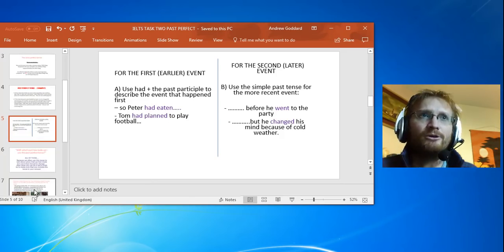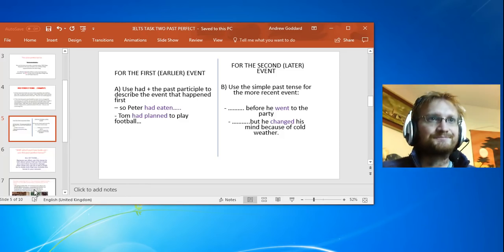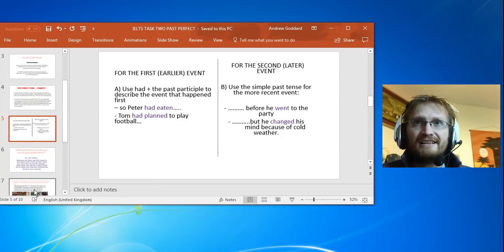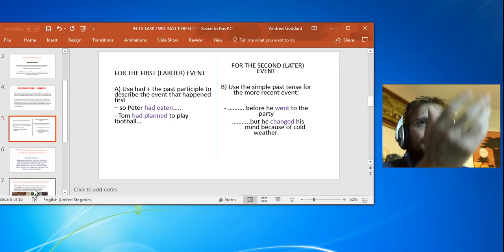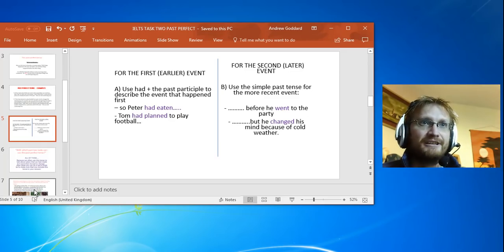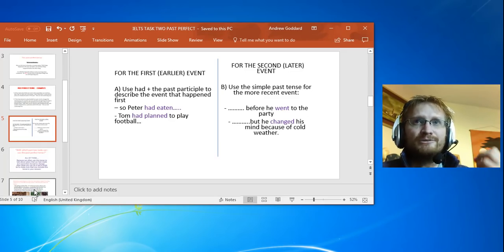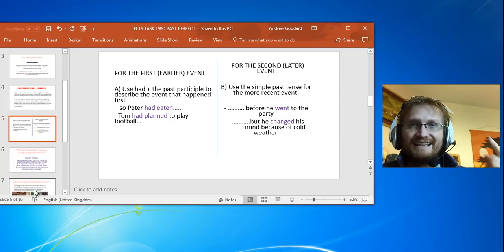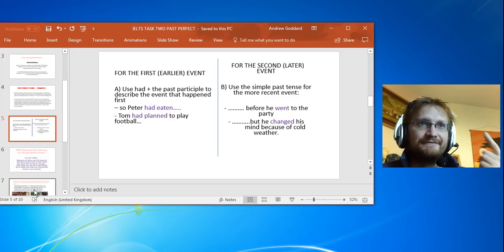So how do we form the past perfect tense? Well, hopefully you will have picked up a little bit about how we do that from the examples that I just gave. But if not, here's an explanation for you. First, use had plus the past participle to describe the event that happened first. For the second event, use the simple past tense. So use the simple past tense for the more recent event.